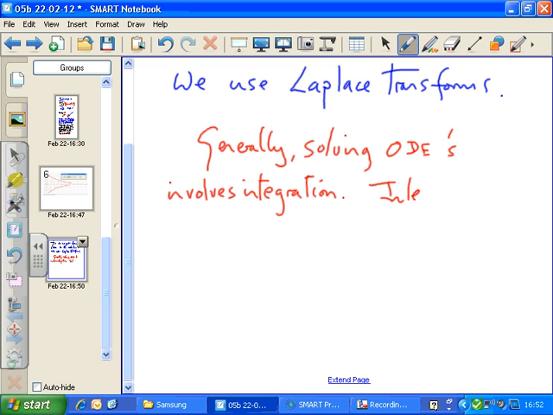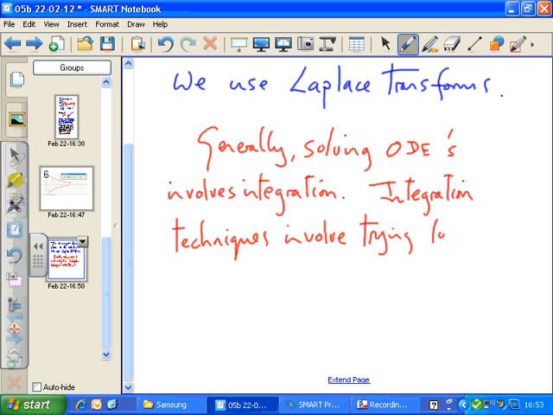Integration techniques involve trying to get an integral to look like a standard integral.